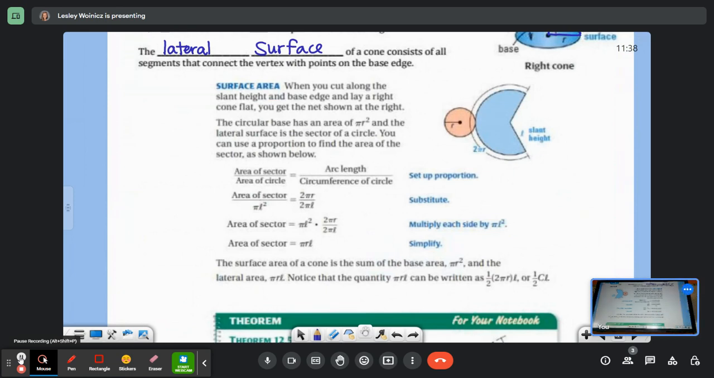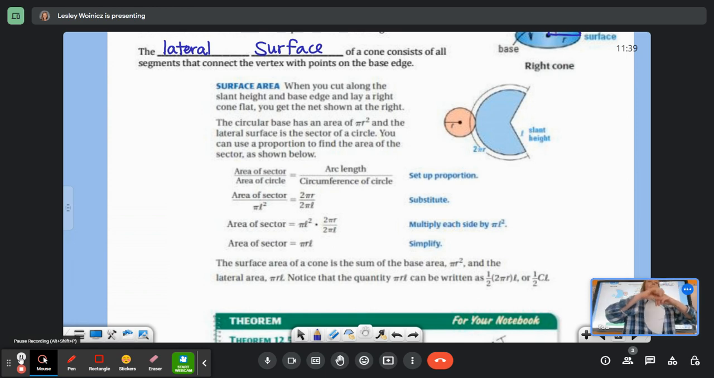Surface area. When you cut along the slant height and base edge and lay a right cone flat, you get the net shown at the right. So that's what you've cut out, minus the base. I just remember that kids used to be really confused between the height and the slant height of the cone. When you put this thing together, this edge, that's your slant height. Does everybody see that? So I want you, in big letters, as much as possible, to label that with the cursive lowercase l. That's your slant height. Do you see that that is the radius of a really big circle?